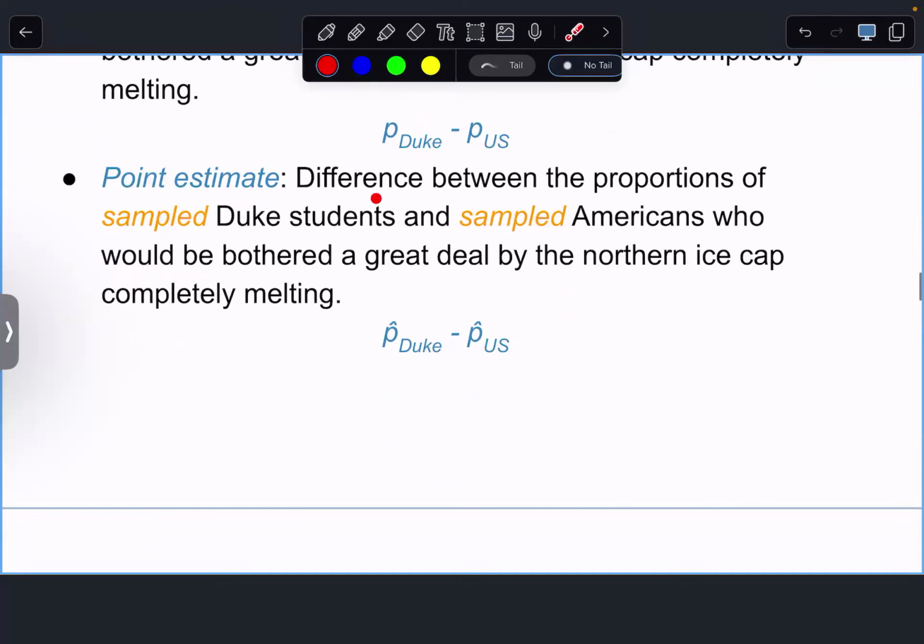The point estimate is the difference between the proportions of sampled Duke students and sampled Americans who would be bothered a great deal by the northern ice cap. So now we have these sample proportions.